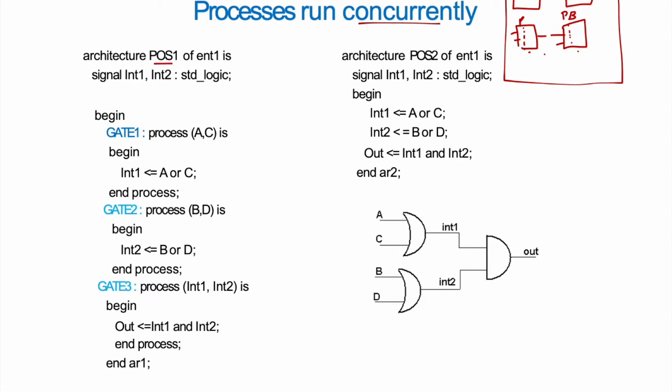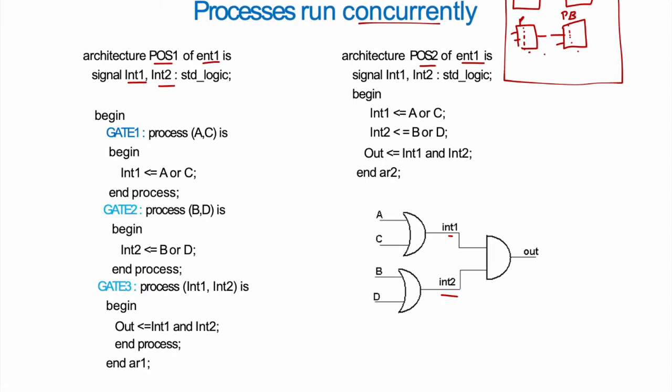So we remember we would have started with the entity and all that, right? So we are in the architecture of process one, and in this case it's the same entity, entity one. And again, we've got architecture of process two, which is the same entity one, right? And we've got an internal signal, which is one and then two. So we have int one, int two being the internal signals, and we create the circuit. So let's begin with the architecture.